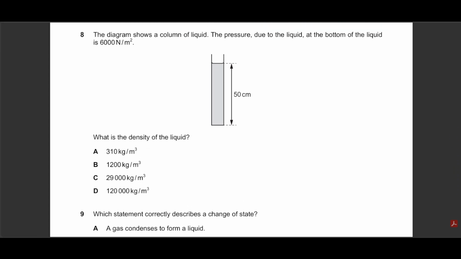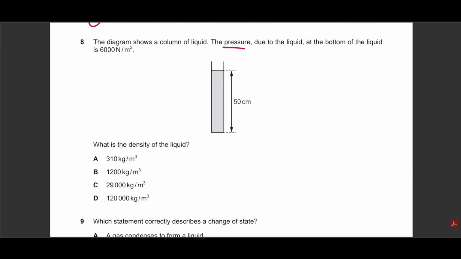Be careful. Question number 8 is about pressure. He mentions pressure indirectly, and then he says the density of the liquid. Very straightforward question. At the bottom of the liquid suggests it's actually the pressure at the base. So we'll be likely taking the full length of column of the liquid. So the pressure of liquid is rho g h. He's mentioned that the pressure of the liquid is 6,000 newtons per meter square. Now we know that newtons per meter square is actually what pascals is about.